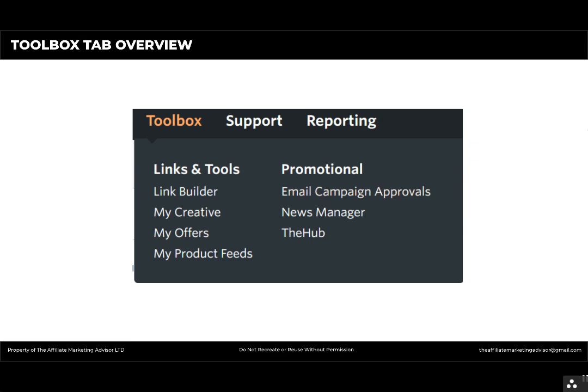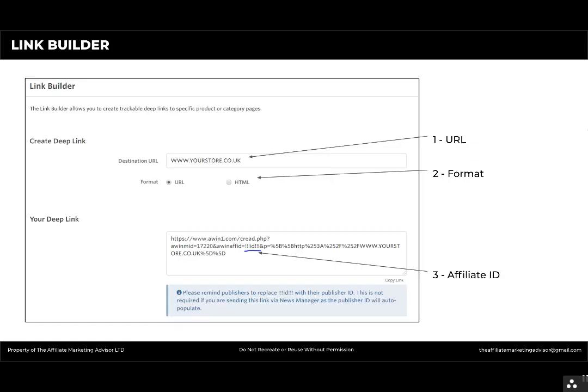Next, we're going to do an overview of the Toolbox tab. So first of all, the link builder. Now this is great for when you want to send affiliates a specific product or something else for them to promote. You simply put the URL in the destination URL. The format, so if it's not anything to do with email, you just make sure the format's toggled to URL, and then it will populate the tracking string in the deep link box below.